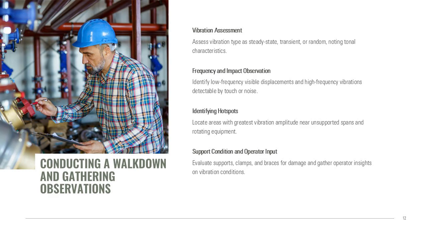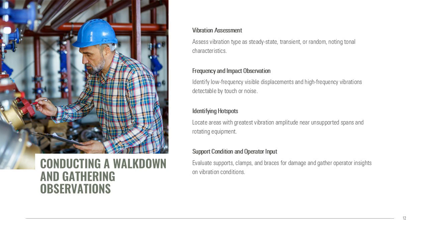The walk-down phase involves a systematic physical inspection of the piping system to identify areas of concern. During this process, engineers should assess whether vibration is steady-state, transient, or random, and determine if it exhibits tonal characteristics. Observations should include whether the vibration appears low-frequency, which often involves large visible displacements, or high-frequency, which may only be detectable by touch. Additional factors to note include impact-type events and elevated noise levels.